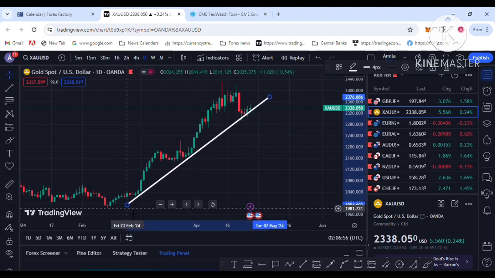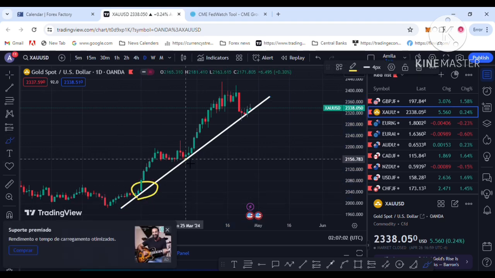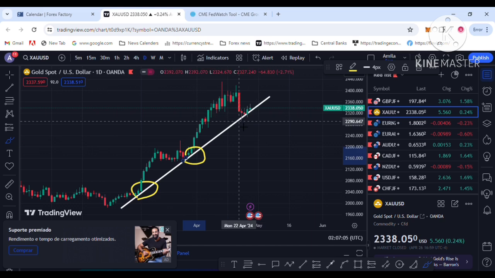So I am on the daily chart of gold. You can see this is the technical setup. This is the trend line. Price reacted several times to this trend line and went to the upside. So the uptrend is continuing in gold. This is the daily chart.